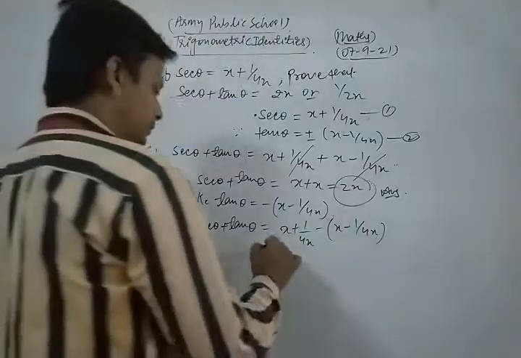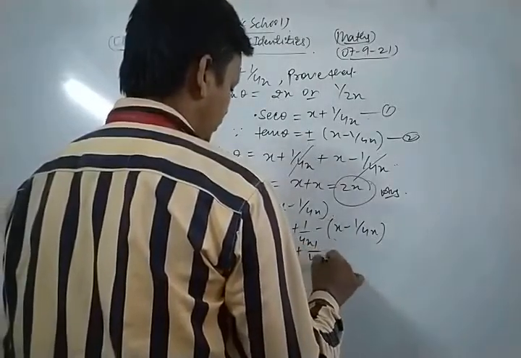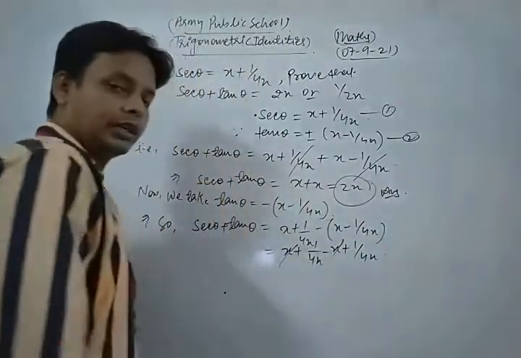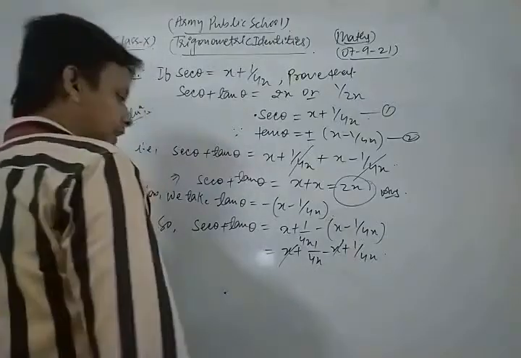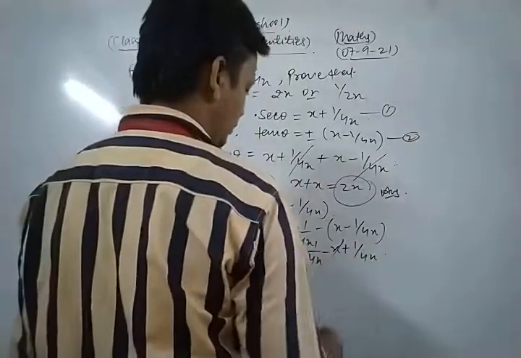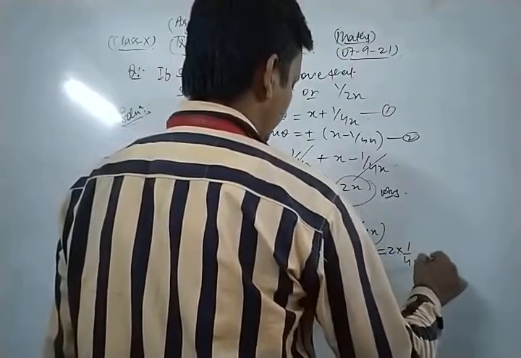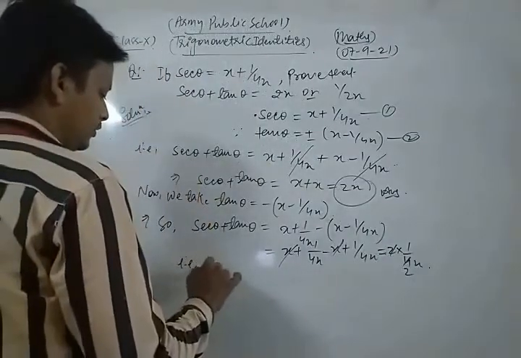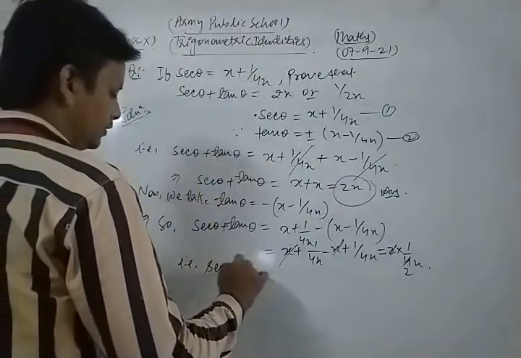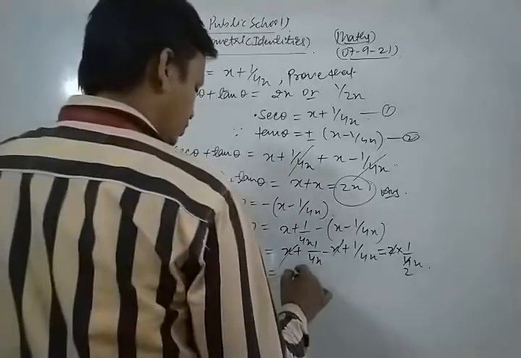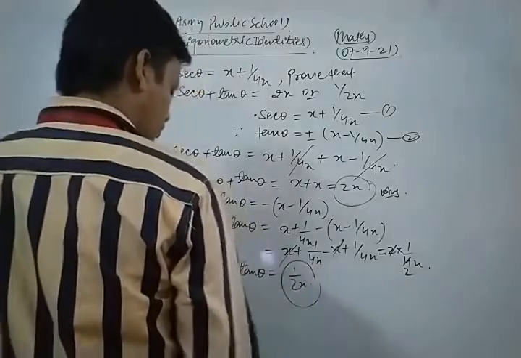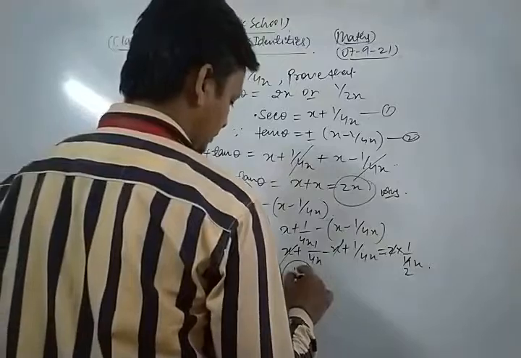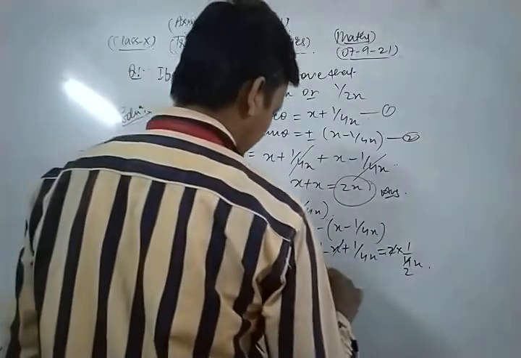Now we simplify this: 1 upon 4x minus x plus 1 upon 4x. So x and x cancel each other, dear students, and 1 upon 4x plus 1 upon 4x is 2 into 1 upon 4x, that is 1 upon 2x. So the value of sec theta plus tan theta is equal to 1 upon 2x. This is the required solution of the given question.